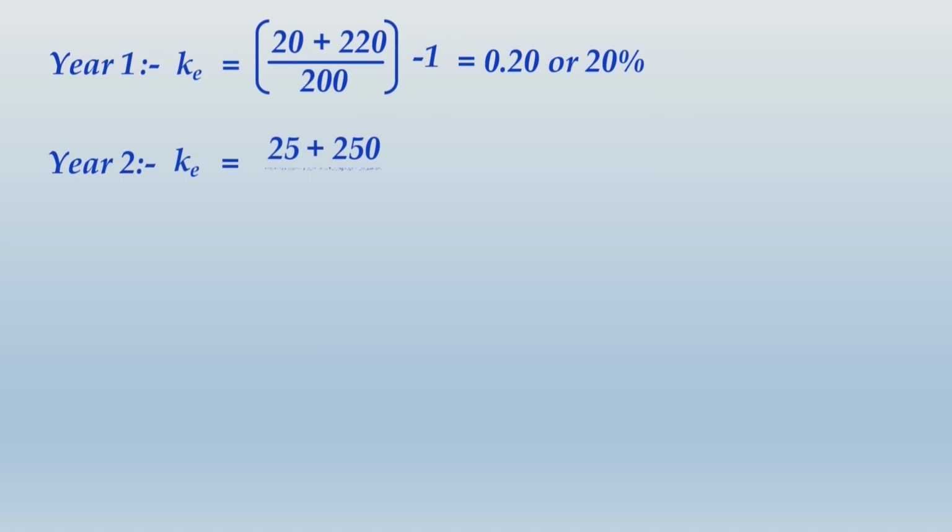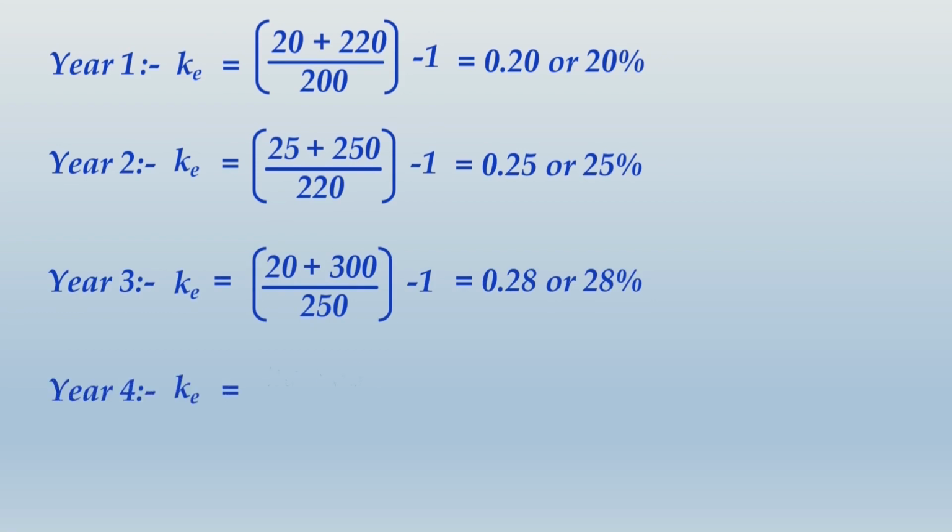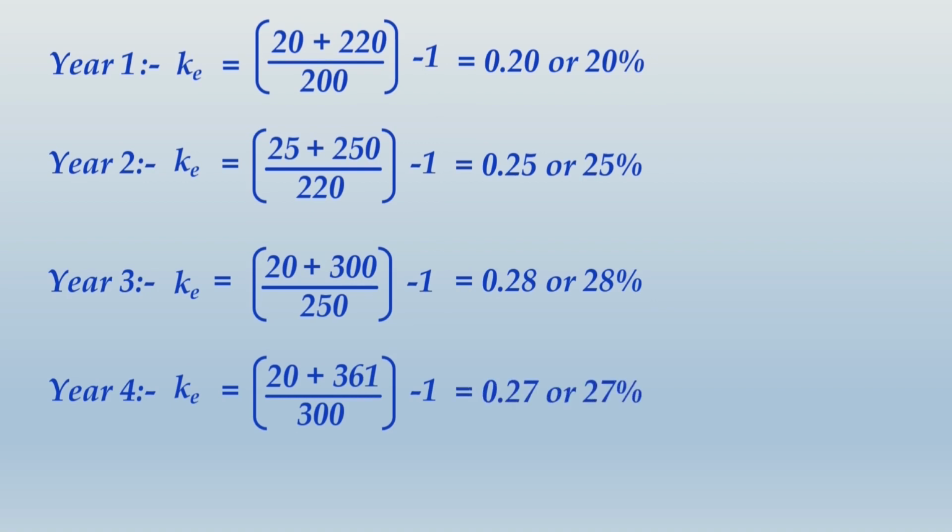So when you come to year 2, the D1 and P1 are given in the question, but for P0 in year 2, don't by mistake take the base price as 200, it will be 220 as the base price. When you make the calculation, it comes to 25%. And likewise for year 3 and year 4. I am sure you have understood these calculations.